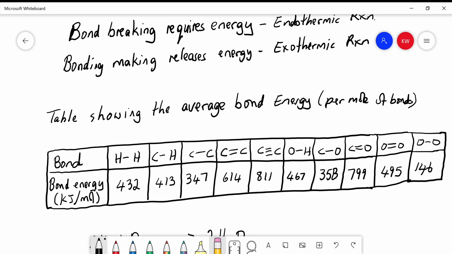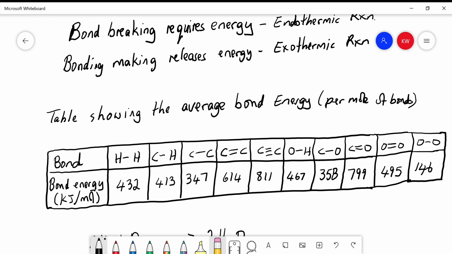Here we have just some basic bonds. We have a hydrogen to hydrogen single bond, and the bond energy is 432. Carbon to hydrogen is 413. You can just look at this table to get an idea of the bond energy for each. You may look and see any patterns or anything you notice about breaking different bonds.